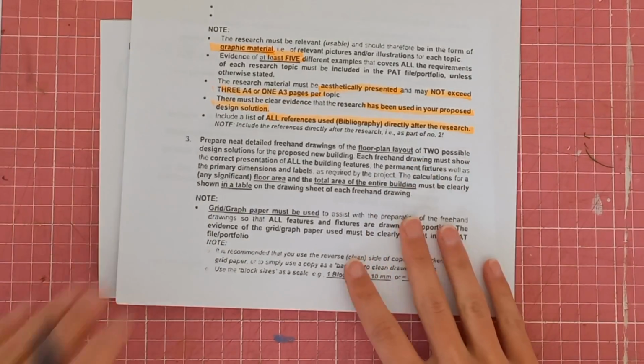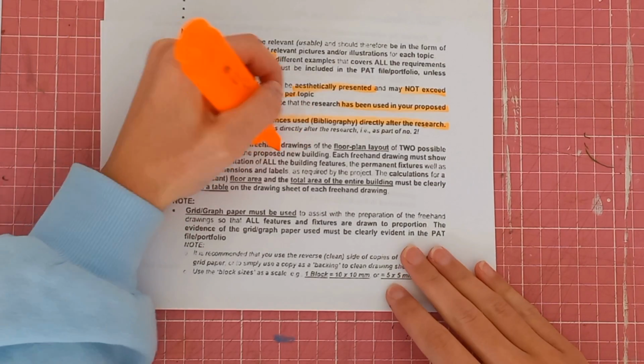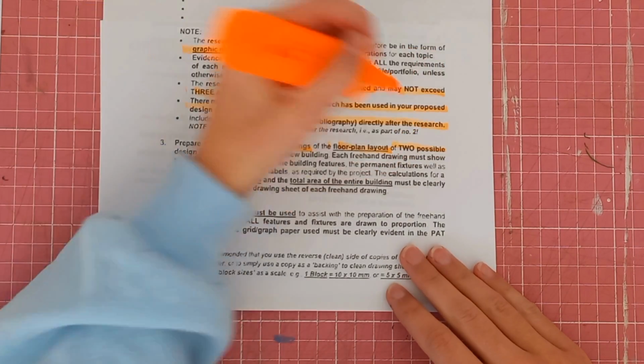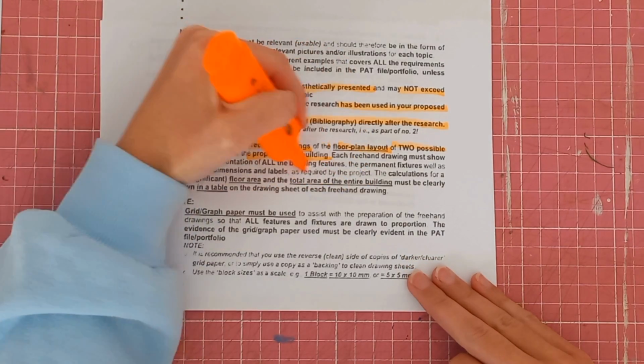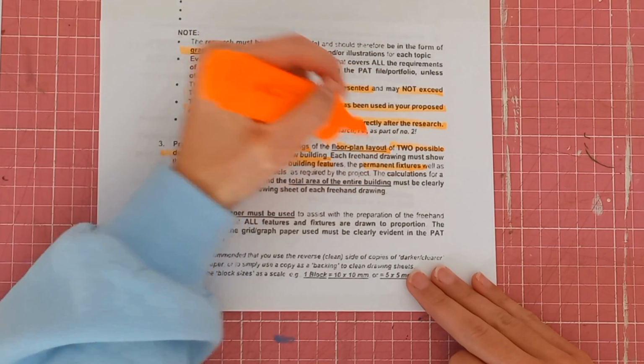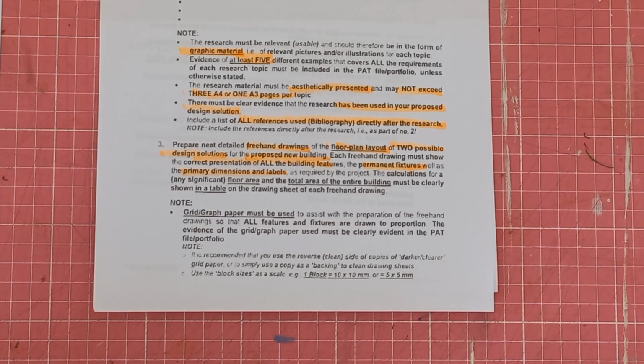Okay, then it says prepare neat, detailed freehand drawings of the floor plan layout of 2 possible design solutions for the proposed new building. Each freehand drawing must show the correct presentation of all the building features, the permanent fixtures, as well as the primary dimensions and labels. So I think we should highlight that. Prepare neat freehand drawings of 2 possible design solutions for the proposed new building. Each freehand drawing must show correct presentation of drawing features, permanent fixtures, as well as primary dimensions and labels, which means the most important dimensions.